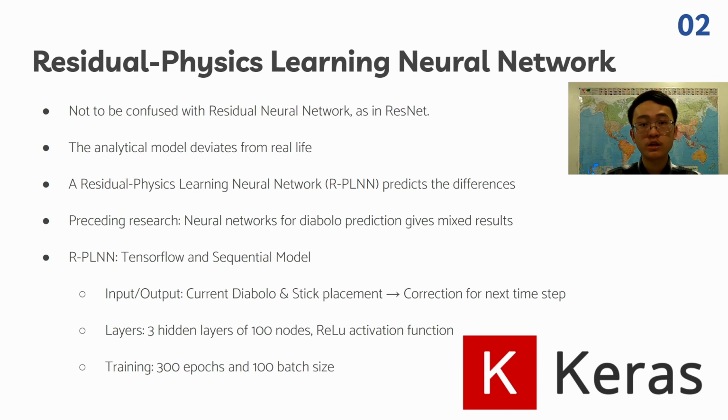For the residual learning neural network, I used the TensorFlow library and the Keras library for creating the model. For the input to this sequential model, I used the current Diabolo stick placement, and for the output, I used the correction for the next time step. And it's basically the difference between the real-life value and what my analytical model predicts. The sequential model consists of 3 hidden layers of 100 nodes each using ReLU activation functions. This is a standard structure for neural networks. And for training, I did around 300 epochs with a batch size of 100.